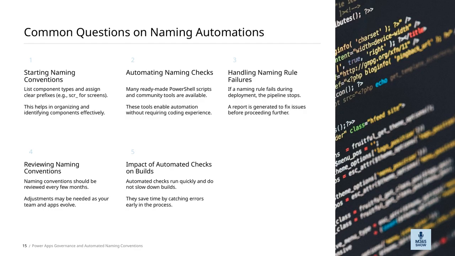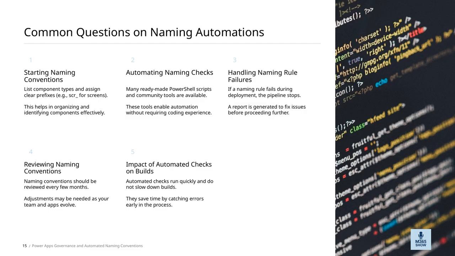Next, when it comes to reviewing your naming conventions, it's a good idea to do this every few months. As your team and your applications evolve, your naming standards might need adjustments to stay relevant and effective. Now, what happens if a naming rule fails during deployment?